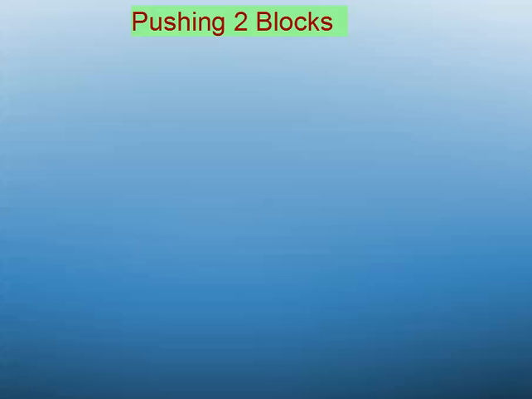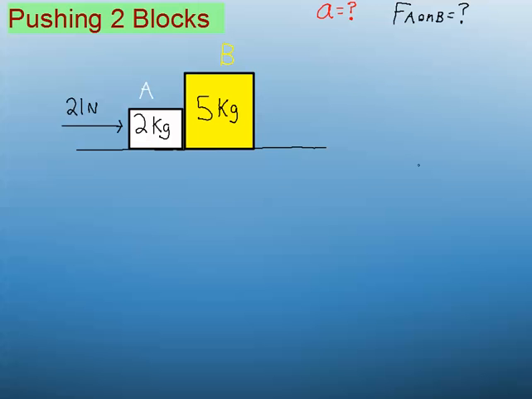This next one is another system where we're pushing two blocks and we want to know what happens to them and how much contact there is between the two of them. So here's the problem drawn out. We've got a 2 kilogram block that's up against a 5 kilogram block, and we're applying a 21 Newton force directly to the 2 kilogram block. And we're going to assume no friction here just to keep things simple.